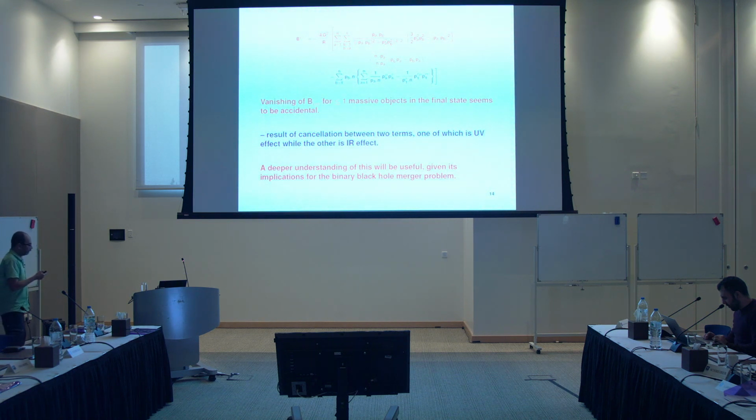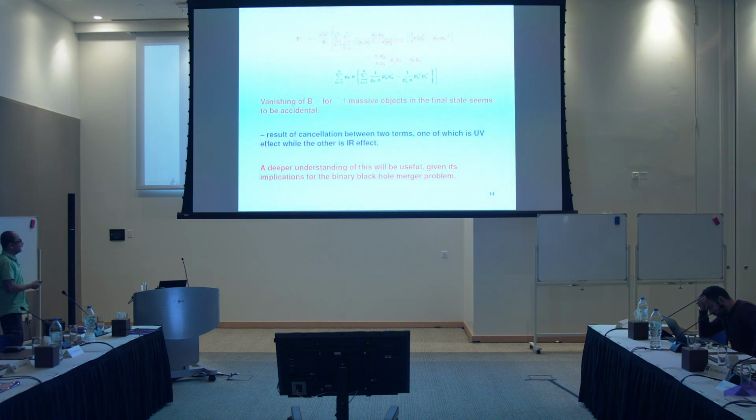So, this is what I have already said, that this is the expression for B mu nu, and the fact that B mu nu vanishes for less than or equal to one massive objects in the final state seems to be accidental from this point of view, because it is a result of cancellation between these two terms, and in fact these two terms have very different origin in the calculation. One of these terms is what we can call the ultraviolet effect, and the second term in blue is an infrared effect. Nevertheless, somehow the ultraviolet and infrared effects cancel each other and give a vanishing result.